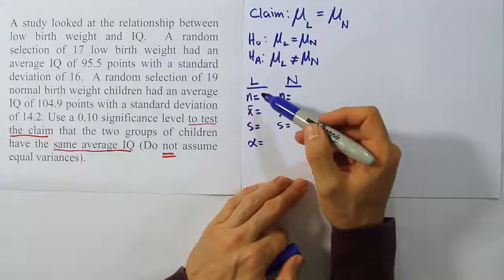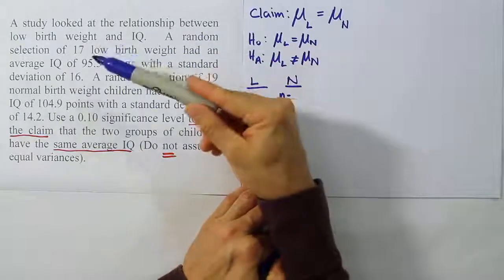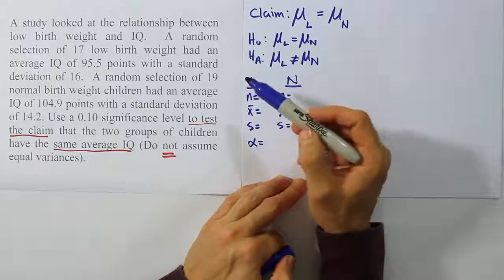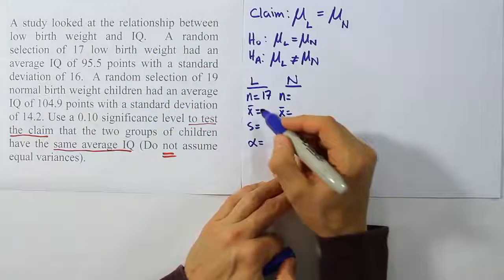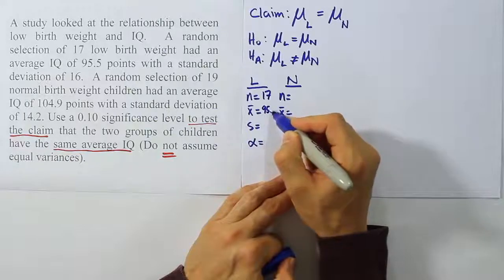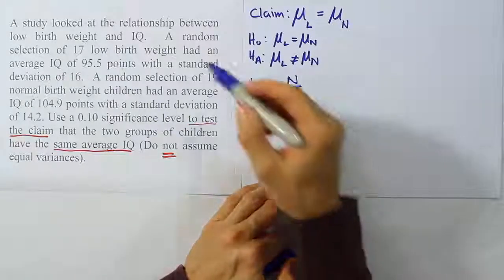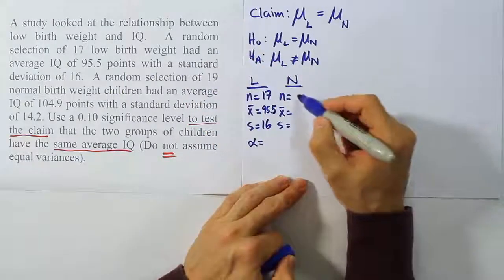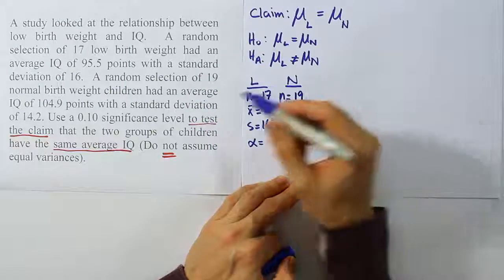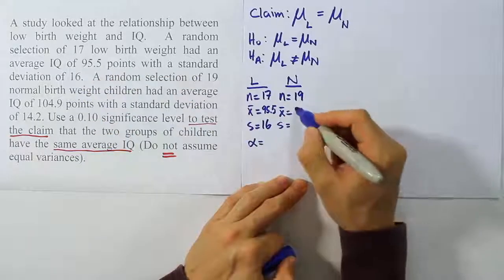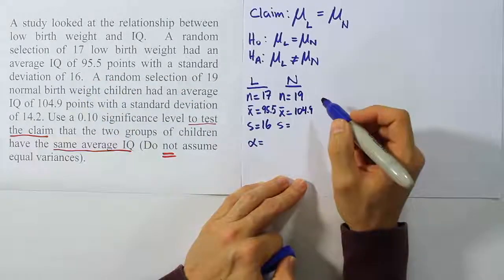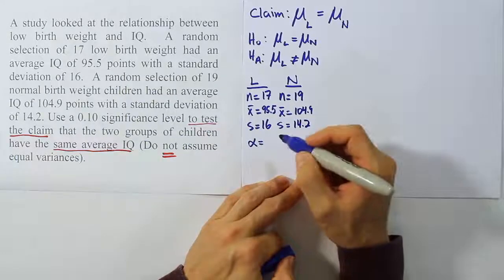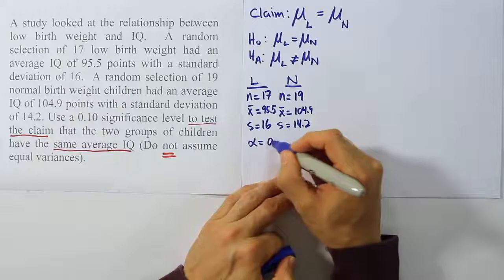Okay, so let's start with the n for the first group. A random sample of 17 low birth weight children. So 17 is the n. Had an average IQ of 95.5 points, with a standard deviation of 16. A random selection of 19 normal birth weight children had an average IQ of 104.9, with a standard deviation of 14.2. And a significance level of 10%.